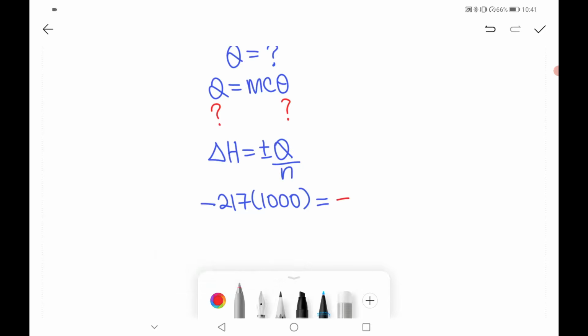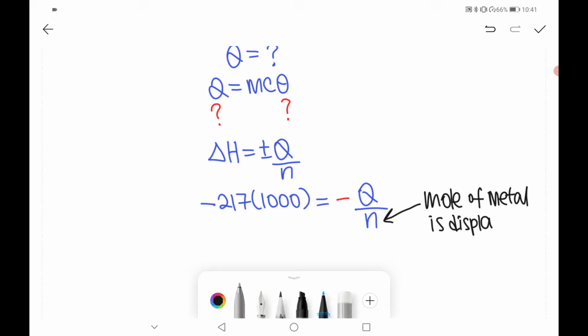The Q we don't know, so just copy it. Now we are left with n, which is the mole. What is the mole that we are looking for? This is heat of displacement, so we want to find how many moles of the metal that is displaced, that we kick out.